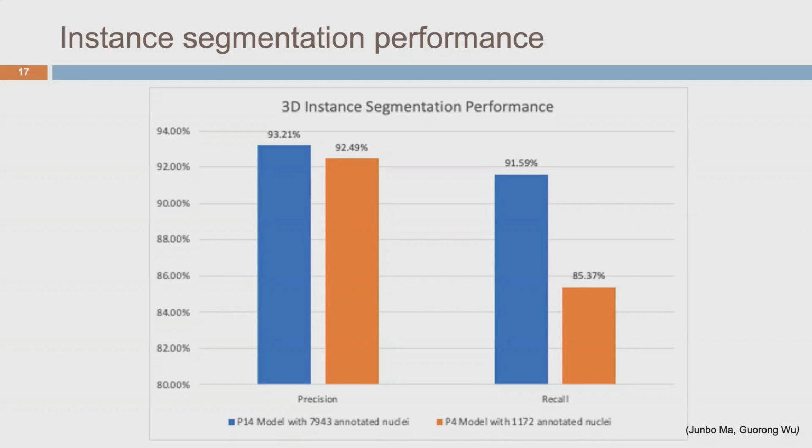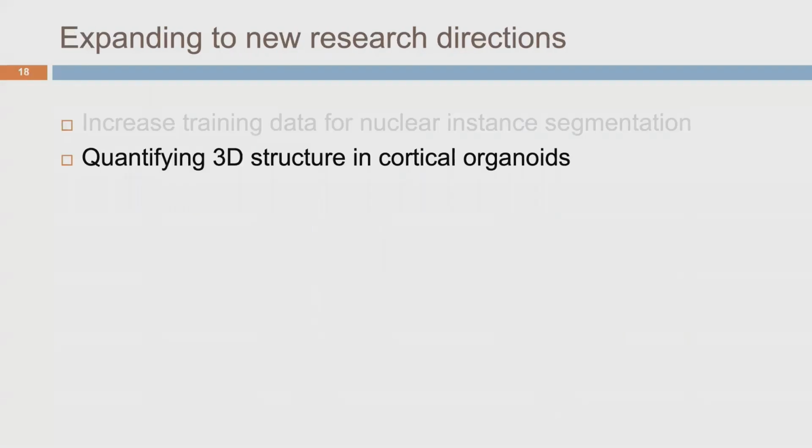The real advantage, again, of this instance segmentation will be that we can calculate not only the counts of the nuclei, but also features of nuclear shape, like the volume of the nuclei, that may be useful for identifying cell types without extra labels. So this work is being done by our collaborators, Gurang Wu and his postdoc, Junbo Ma.